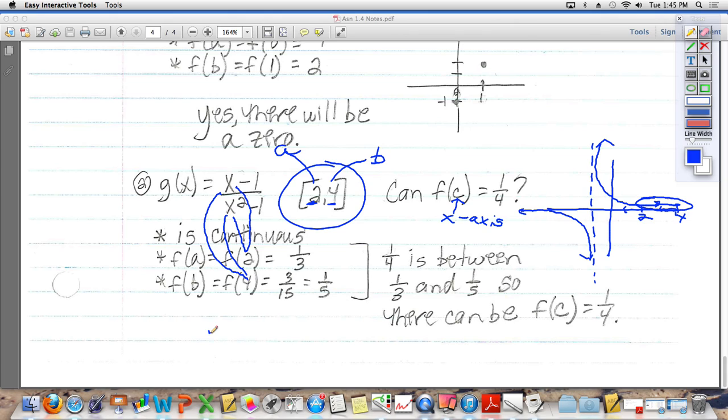1/3 is 0.3 repeating. 1/5 is 0.2. We're trying to figure out, is there some x value that will get us 1/4? Well, 1/4 shows up not right smack in the middle, but somewhere in between. Would you agree? So there's going to be an x value. If this is a continuous curve, it keeps going. It has to cross over some x value that will get us a y value of 0.25.